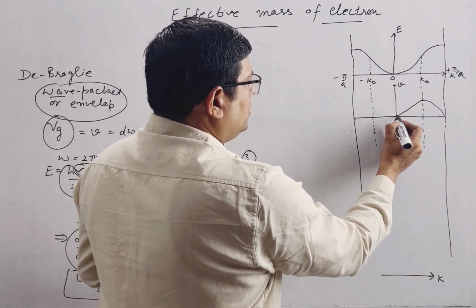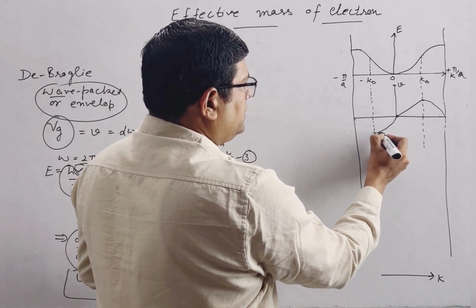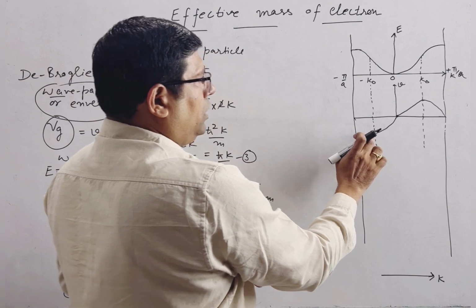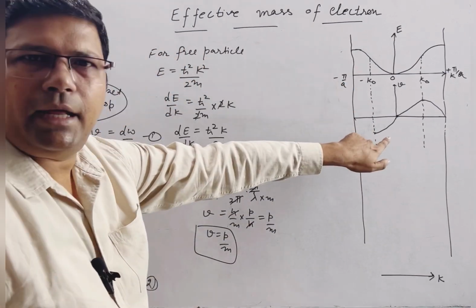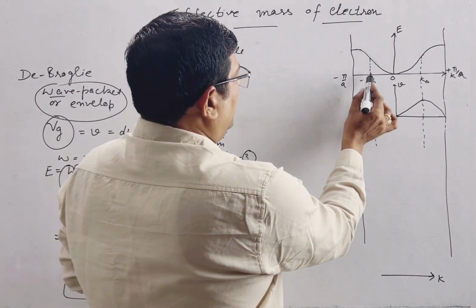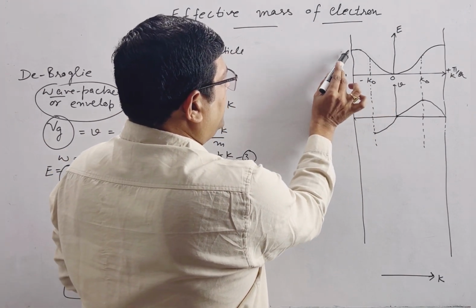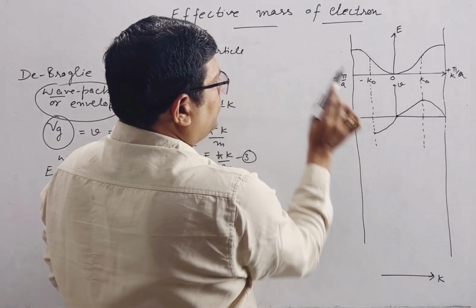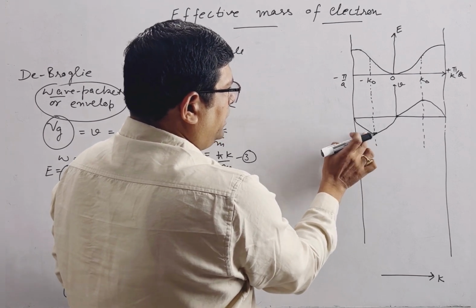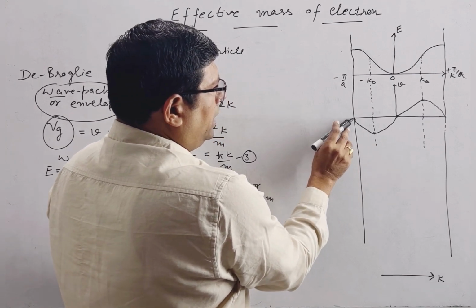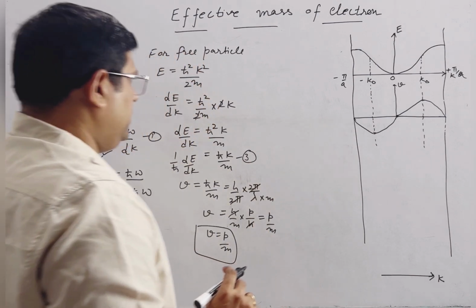Similarly, for the negative direction the slope of the curve is increasing up to the point of inflection. So the velocity will increase up to the point of inflection in the negative direction, and after this the slope is decreasing, so the velocity will decrease in the negative direction and here the velocity will be 0.